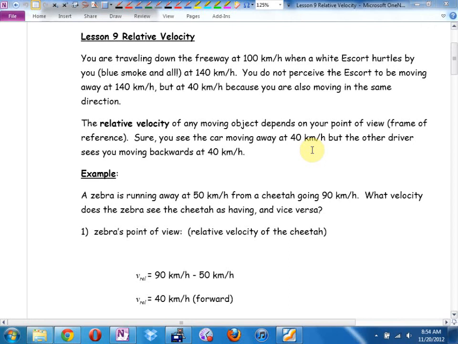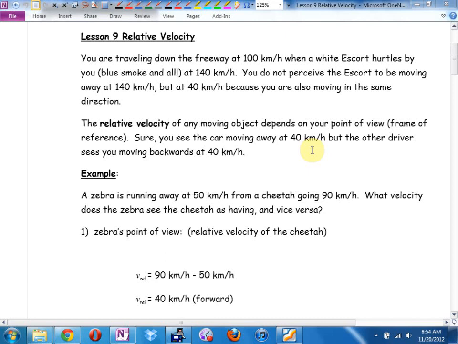The relative velocity of any moving object depends on your point of view or your frame of reference. Sure, you see the car moving away forwards at 40 kilometers per hour, but the other driver, if he looks in his rearview mirror, to him, you're driving backwards at 40 kilometers an hour away from him, with your front end facing him, but slowly receding in the distance. So that must mean you're traveling backwards relative to him.